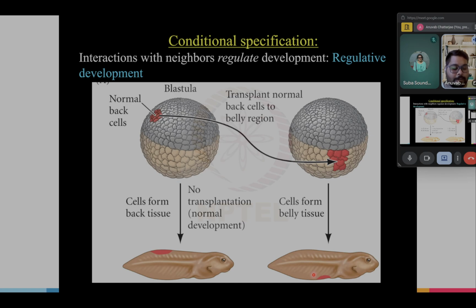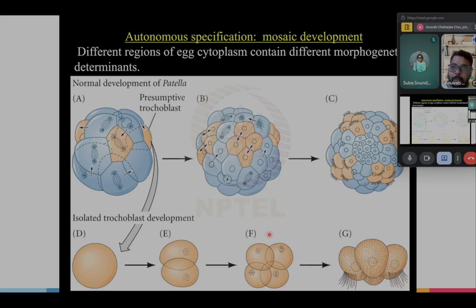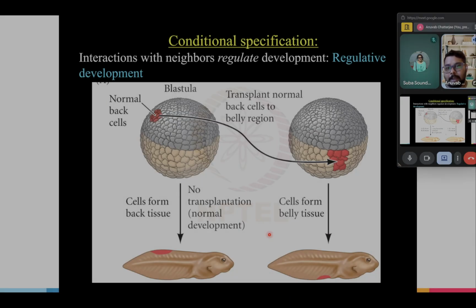So that is conditional specification. Interestingly, in these examples, we have looked at particular embryos which undergo autonomous specification and which undergo conditional specification. But in most embryos, both of these go hand in hand. Some structures at some stages undergo autonomous specification. Some structures at some developmental stage undergo conditional specification. It is not either or, but both of them together.